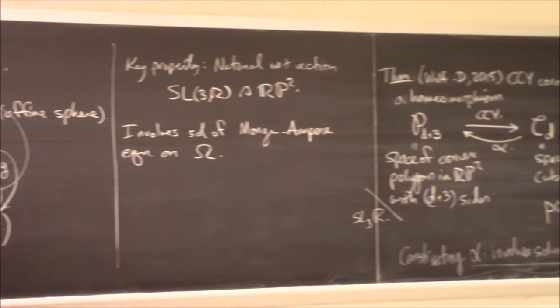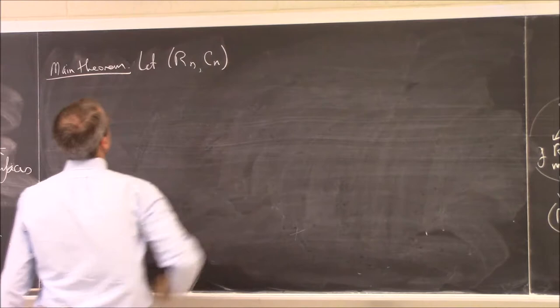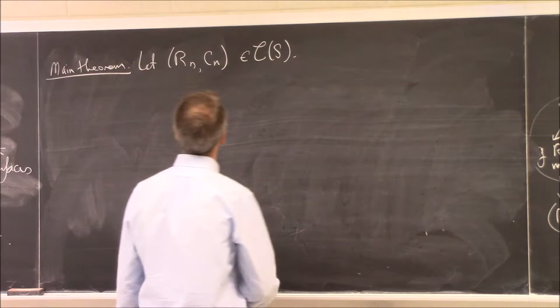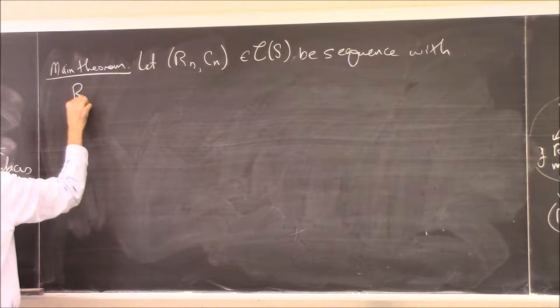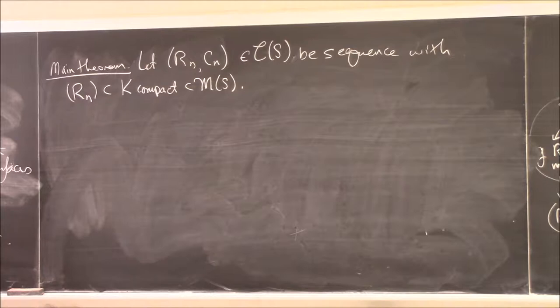It's only a subsequential theorem, so let me state what it's about. So let Rn and Cn now be a sequence in this bundle of holomorphic cubic differentials on Riemann surfaces of type S, with, we're interested in the case where the sequence Rn is contained in a compact set inside of the moduli space. So the Riemann surfaces might be changing, but they're not changing too much. They remain in the compact set.